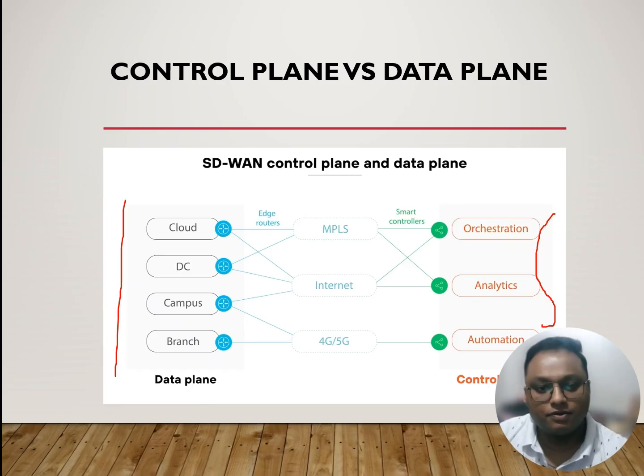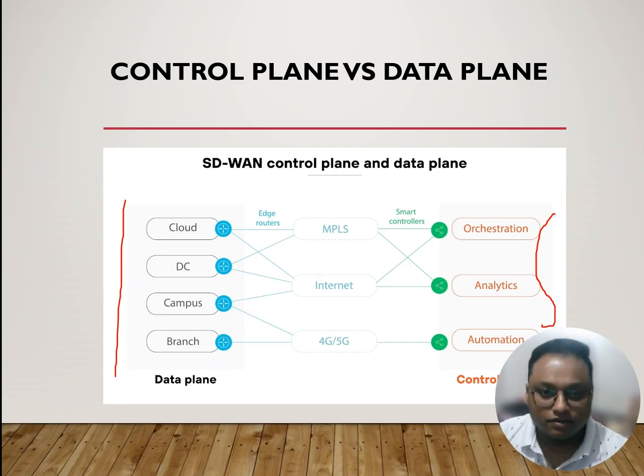So the control plane will already prepare the path, and the data plane will just follow that path to send the traffic based on availability or policies. That is done by the data plane. They just follow the path, and it is created by the control plane. So this is the first main difference.